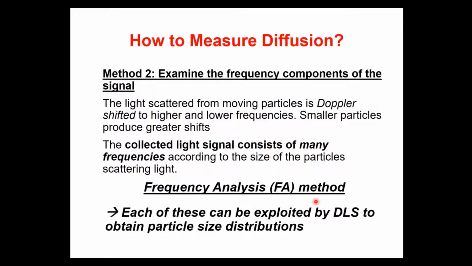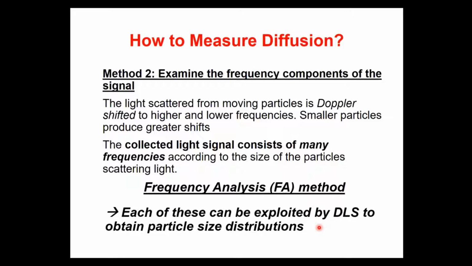A second approach is to examine the frequency components of that varying signal. As we'll see, the light scattered from the moving particles is interfering with itself, but it's also Doppler shifting the scattered light to higher and lower frequencies. And since smaller particles are expected to be moving at higher speeds, we would expect them to produce greater frequency Doppler shifts. So since this collected light signal consists of many frequencies, we're going to resolve the frequencies and determine the size of the particles making up that overall signal. This is the frequency analysis or power spectrum method.